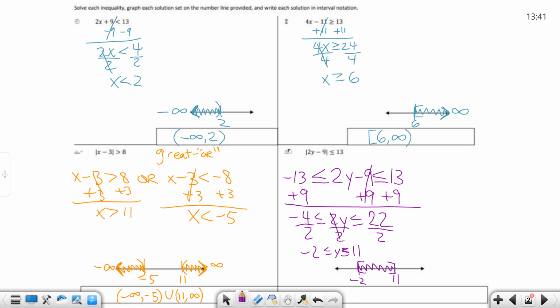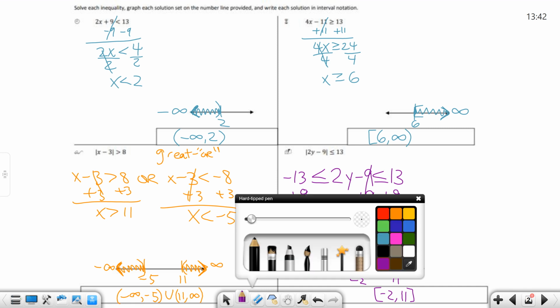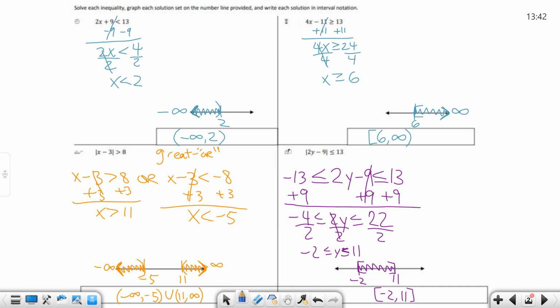Notice here we didn't shade this arrow nor this arrow, which means we don't have what? This is negative infinity. This is positive infinity. We do not shade them. We didn't, so we don't write infinity or negative infinity in my interval notation. I start at negative 2. I go to 11, and both of them have brackets on them because of the equal sign.